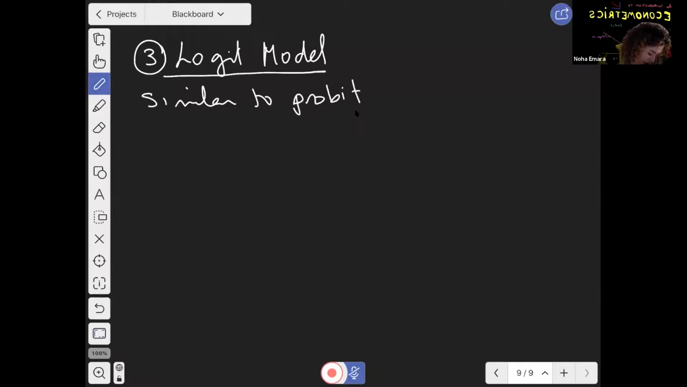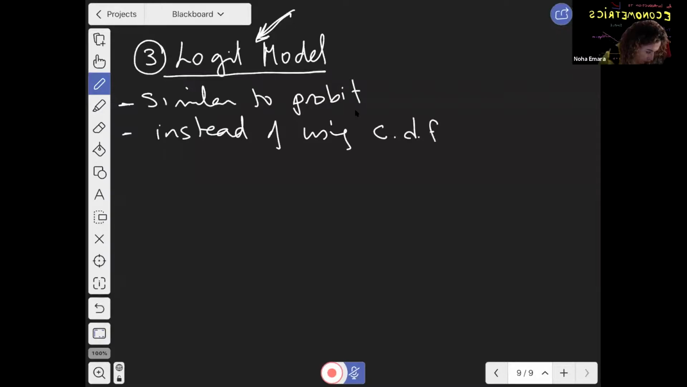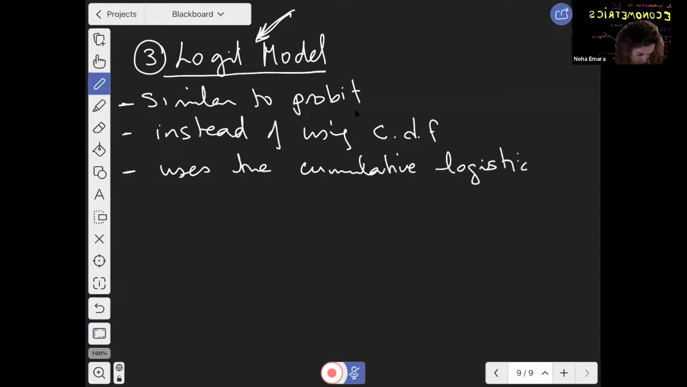And I'm saying it's similar, but the only thing is, instead of using the cumulative distribution function for calculating the probabilities, this method uses the cumulative logistic function. Cumulative logistic function, CLF. Okay, the cumulative logistic function.